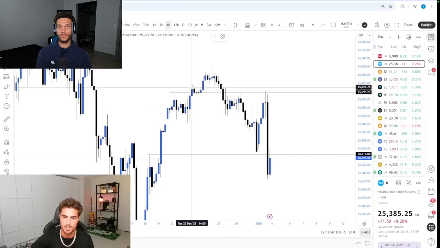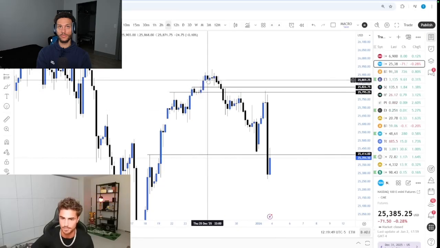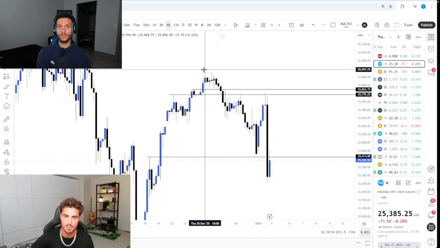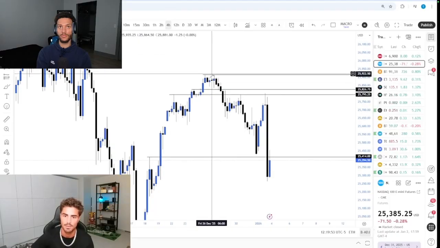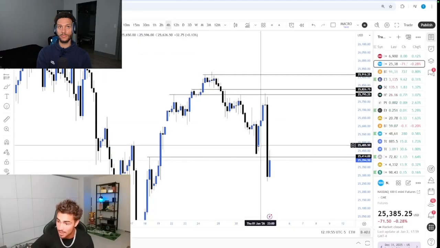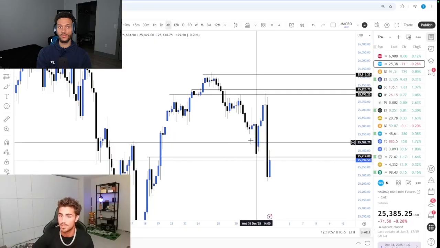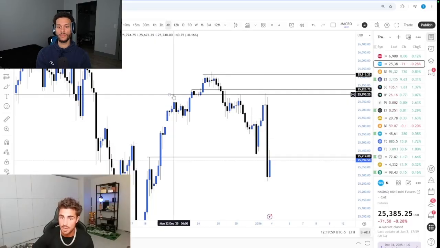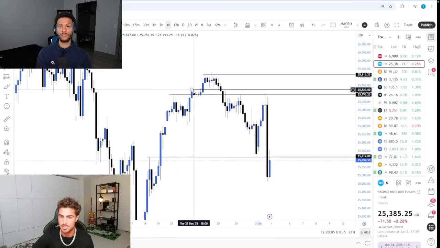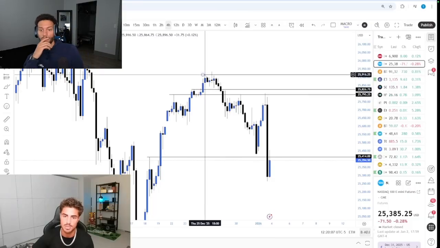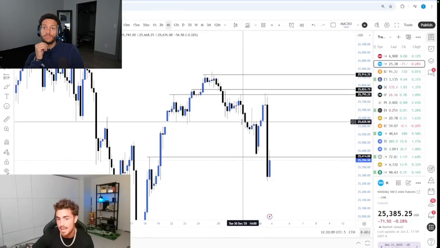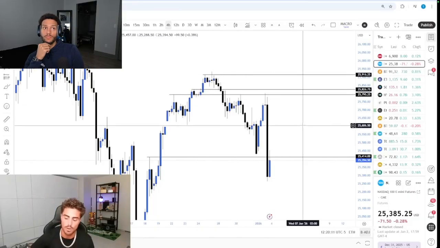If we press sell when we push above this high, well, we lose a bunch of money. If we press sell when we push above this high, what happens? We actually are able to make money. But notice how there was an opportunity for price to reverse here. Did it happen? No. There was an opportunity for price to reverse here. Did it happen? No. There was an opportunity for price to reverse here. Did it happen? Yes.